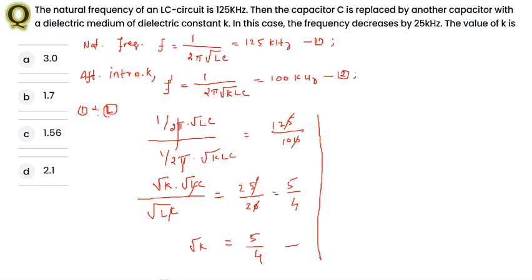Make a square of this equation. This is equation number 3. Square equation 3, that is K is equal to 5 square, which is 25, over 4 square, which is 16. So 25 by 16, and dividing this, you are going to have K is equal to 1.56. That is the answer in this case.